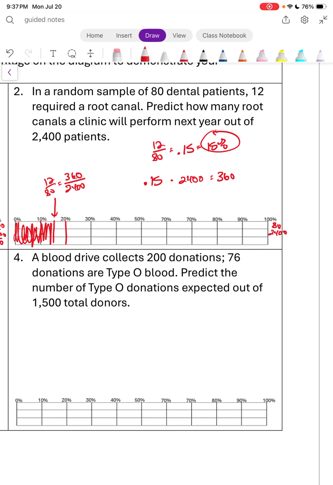So 12 out of 80, which is the same thing as 360 out of 2,400, which is the exact same thing as 15 out of 100. They're all equal to 0.15 if you want to go ahead and put that as well. They're all equal to 15%. Every one of them lines up on the exact same spot. They have the same ratio as each other.